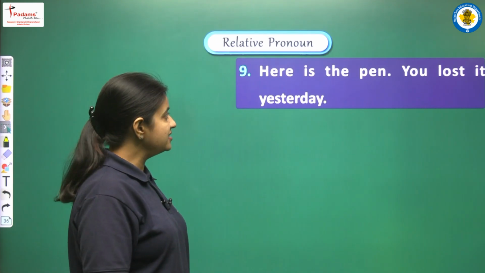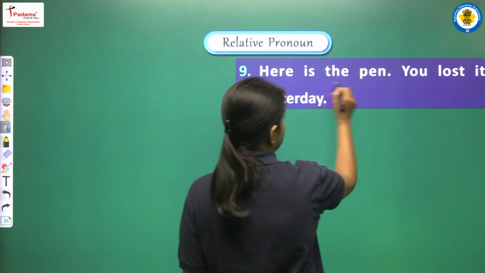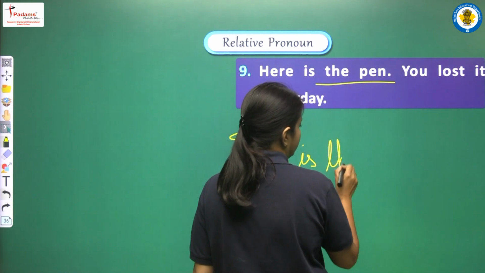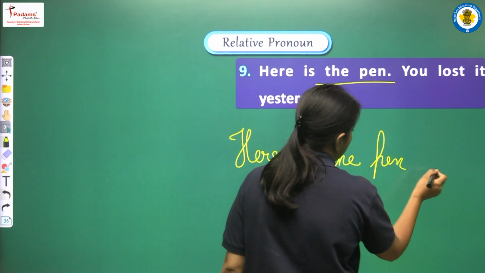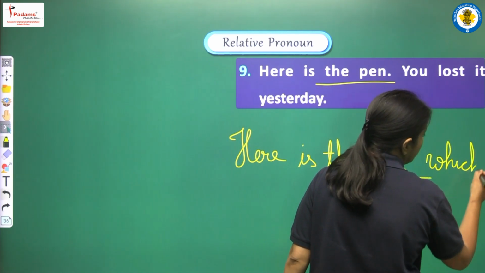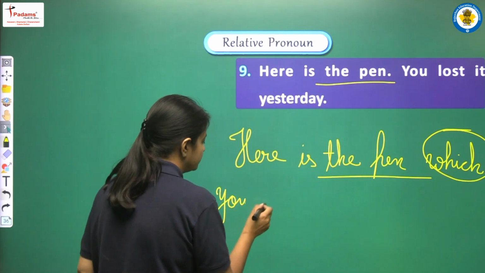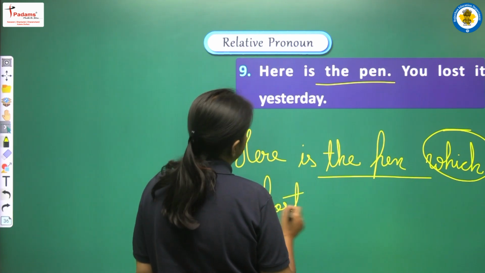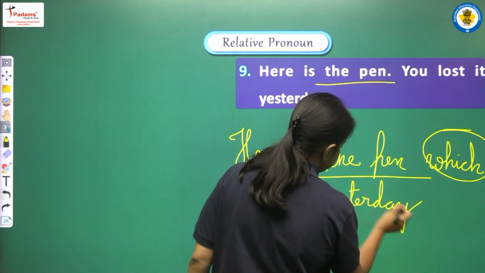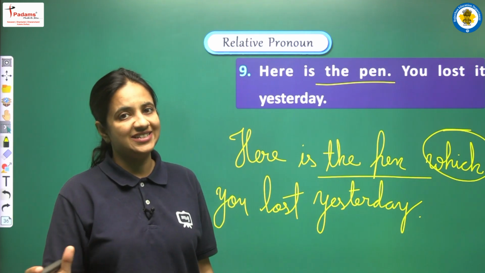Moving on, next sentence. Here is the pen. You lost it yesterday. So we are talking about the pen. So let's write the first sentence. Here is the pen. Now pen we all know it is one of the thing, one of the object, and for that we will use which as the relative pronoun, and next which you lost yesterday. And the complete sentence here we are having, here is the pen which you lost yesterday.